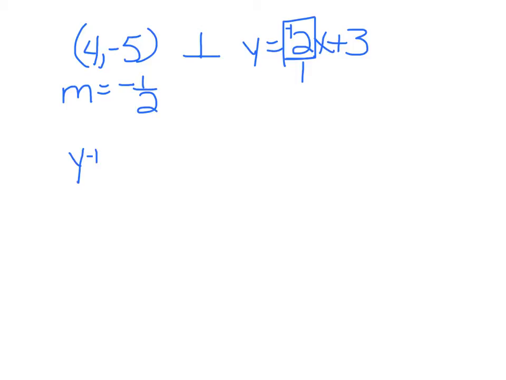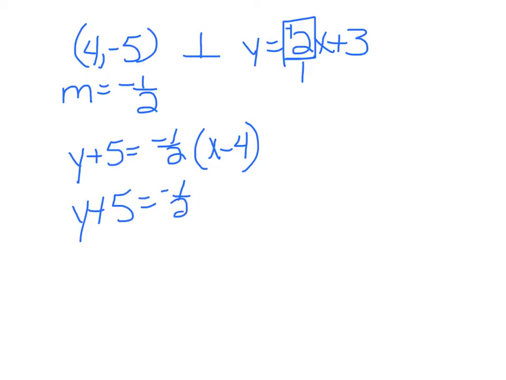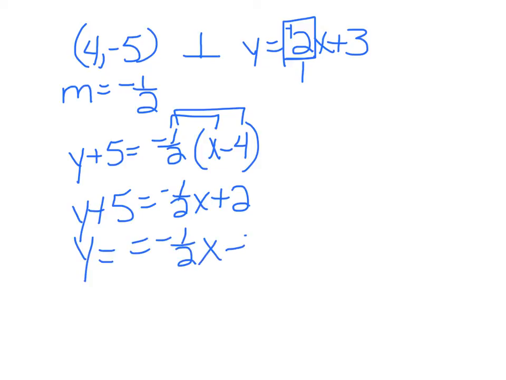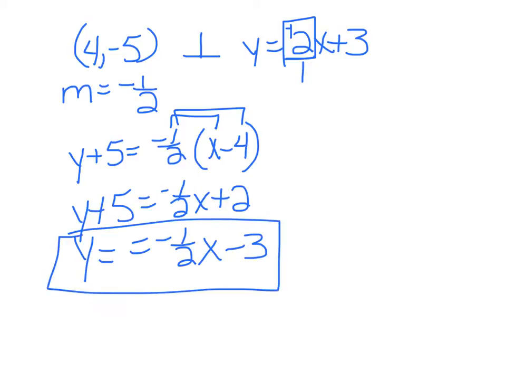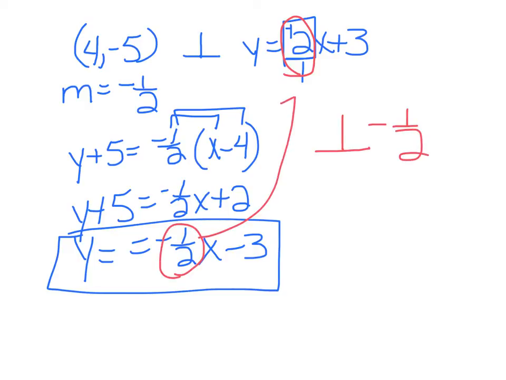y minus -5, that's y + 5, equals -1/2 times (x - 4). Let's distribute the -1/2, and we'll have y + 5 = -1/2 x + 2. Again, we get this when we distribute the -1/2 through the parentheses. Now we subtract 5 from both sides to put it in y = mx + b. So we have y = -1/2 x - 3. We have to make sure that they are perpendicular. How do we do that? The slope here was positive 2/1, so this perpendicular slope had to be -1/2. It is.